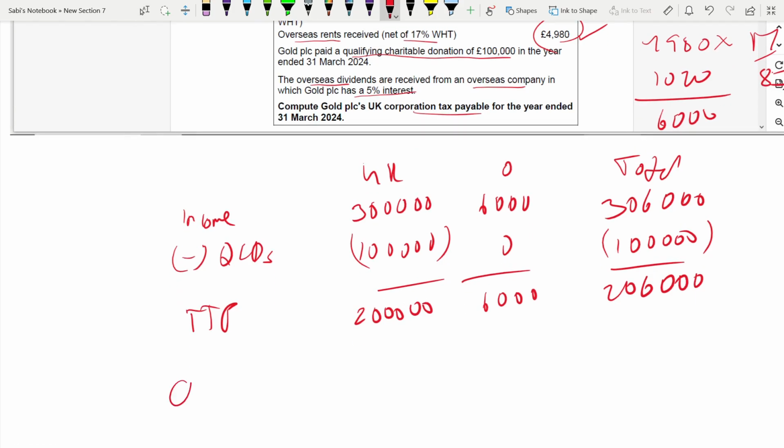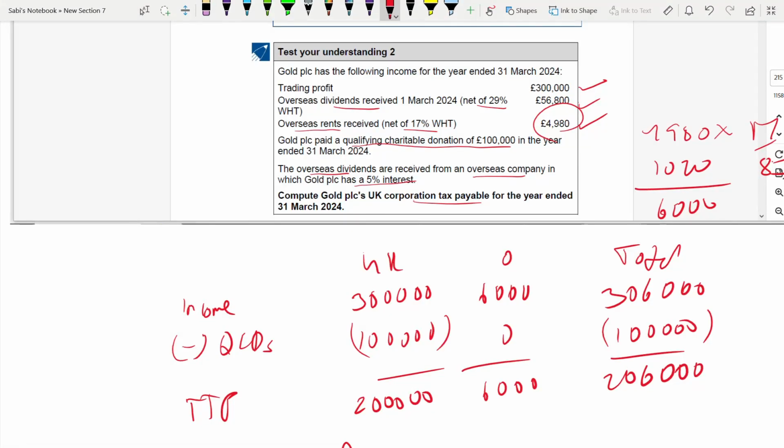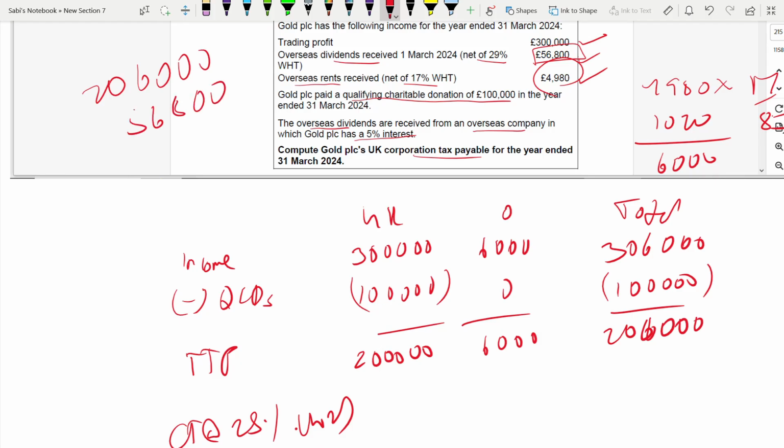Then corporation tax at what rate? 25%, working 2. What is it? With your TTP you have to add the dividend receipt because it is from an overseas company. Okay, you can take the net amount 56,800 as I told before. So with this 206,000 you will add the dividend received 56,800 because you want to get your augmented profit. It is 262,800.